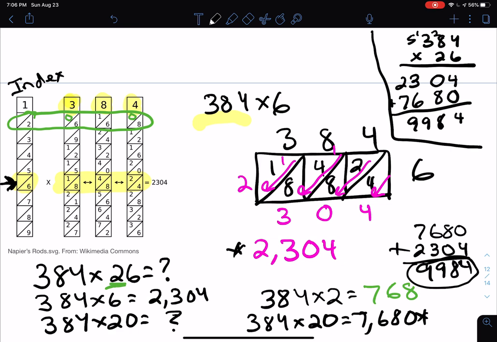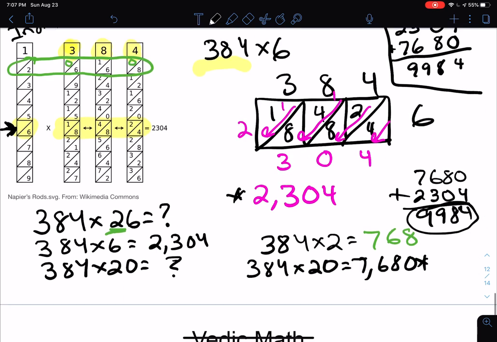So this method's not a far stretch from what you're used to. It's just a different way of laying things out. And with using the Napier's rods, it's like a really quick way of having half the work done for you so that you don't have to write it all out and do all the carrying and everything like that. But there you go. So that's another method.